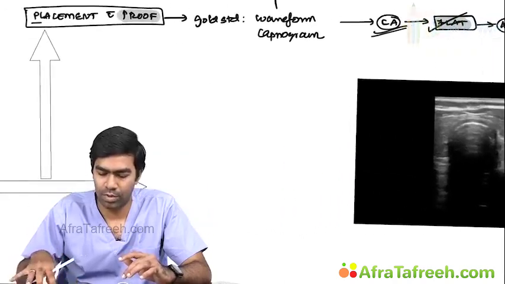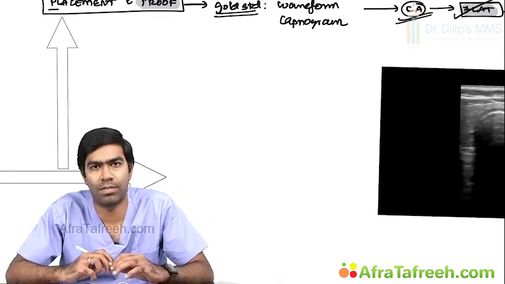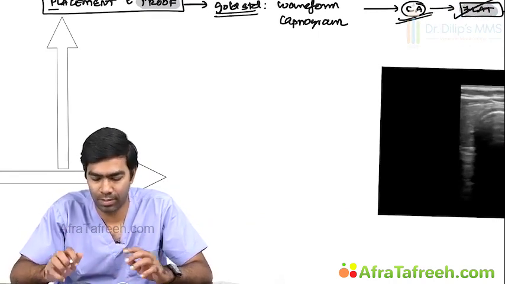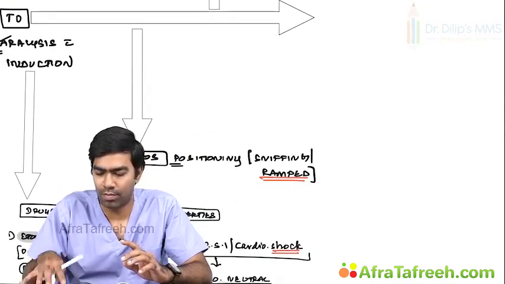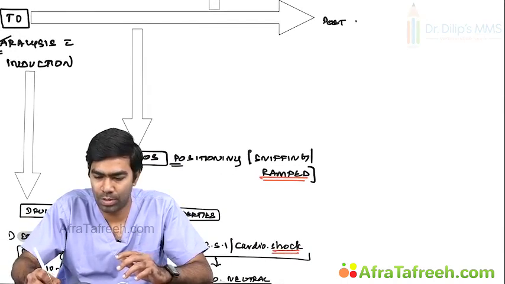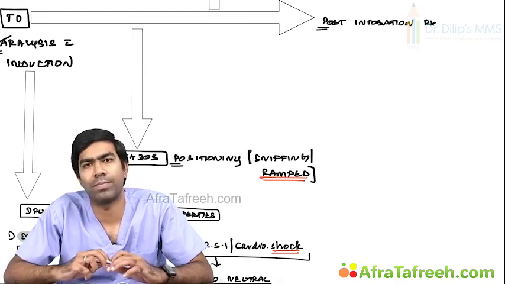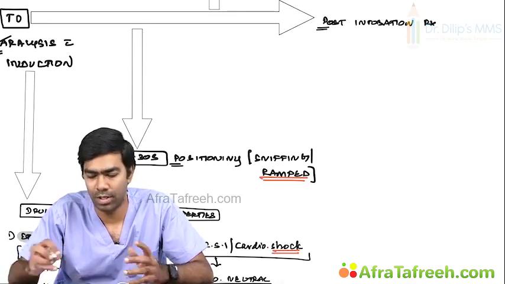Fine. So now you have placed the tube and you have confirmed that the tube is in the trachea. Fine. Placement with proof is over. Now finally, the 7th P, that is post-intubation management. So this is the final 7th P. What do you mean by post-intubation management?